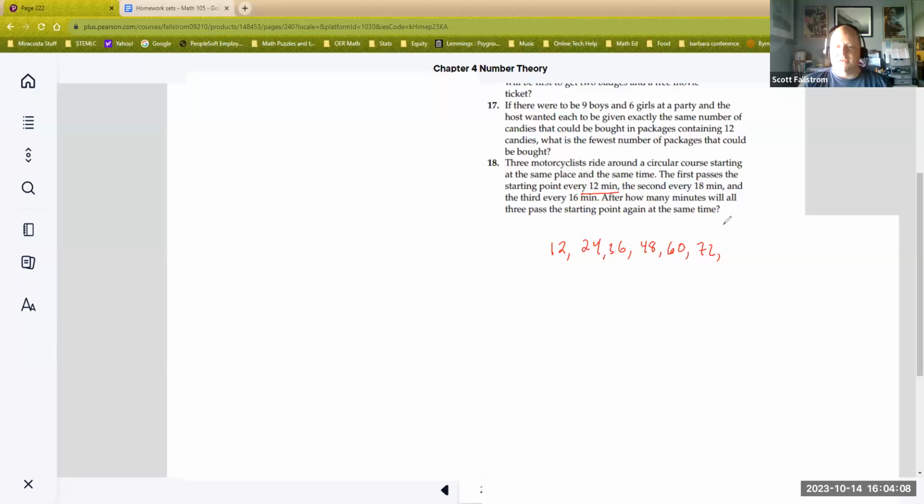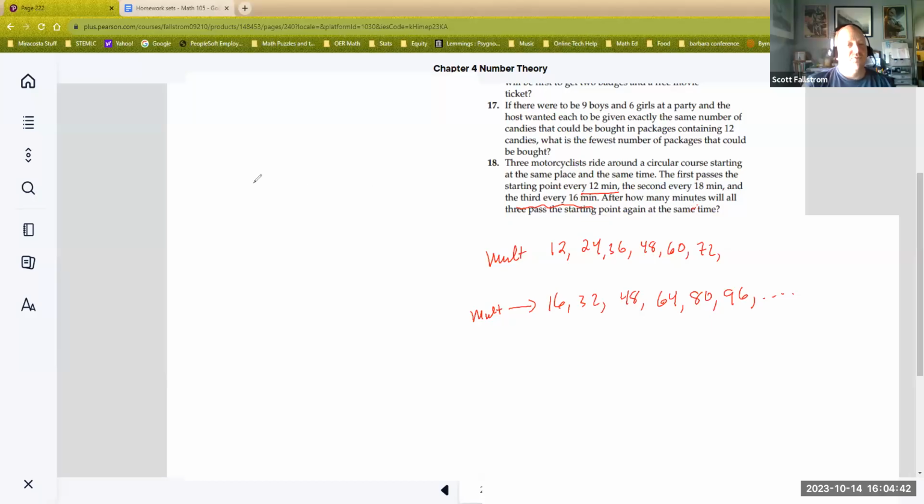As you think about this, you could say to yourself, well, the third person is every 16 minutes, right? 48, 64, 80, 96, dot, dot, dot. So every lap, every 16 minutes, that's finding multiples. I need multiples of 12, multiples of 16, and multiples of 18. And at some point in time, those should match up.